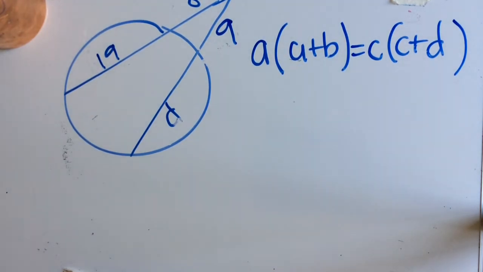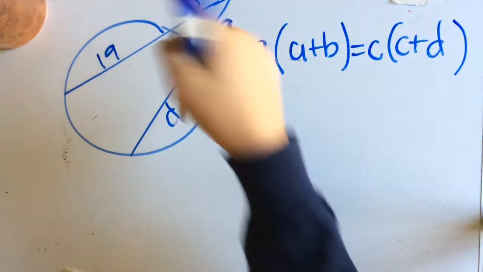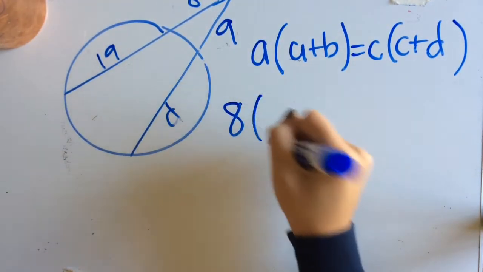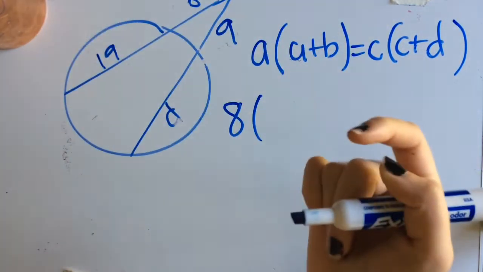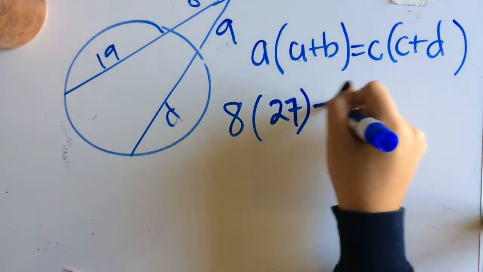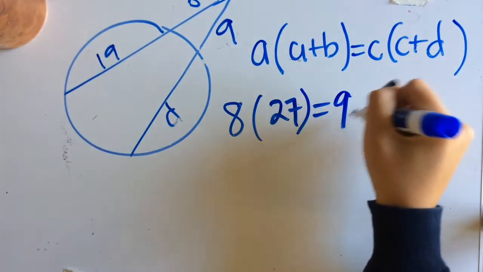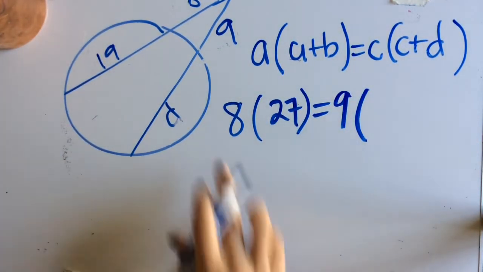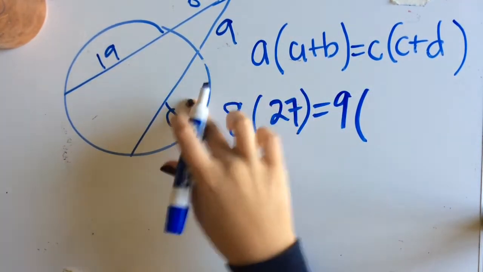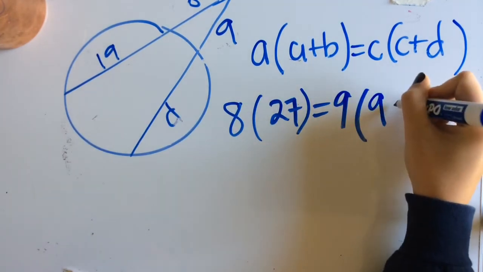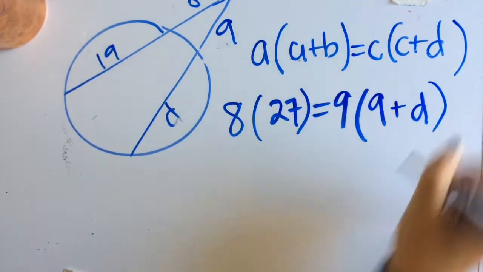So I'm going to plug these things into my formula. A is 8, so I'm going to say 8 times 8 plus 19, which is 27, is equal to C, this short segment on the outside, which is 9, times C plus D. Well, we don't know D yet, so I just have to leave that variable there, plus D, like that.